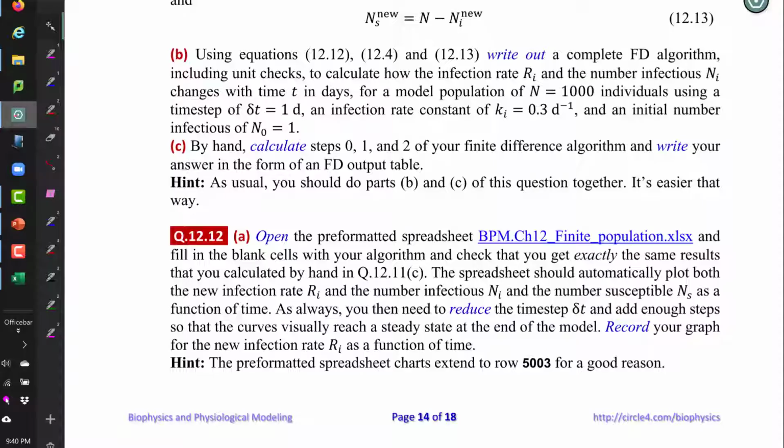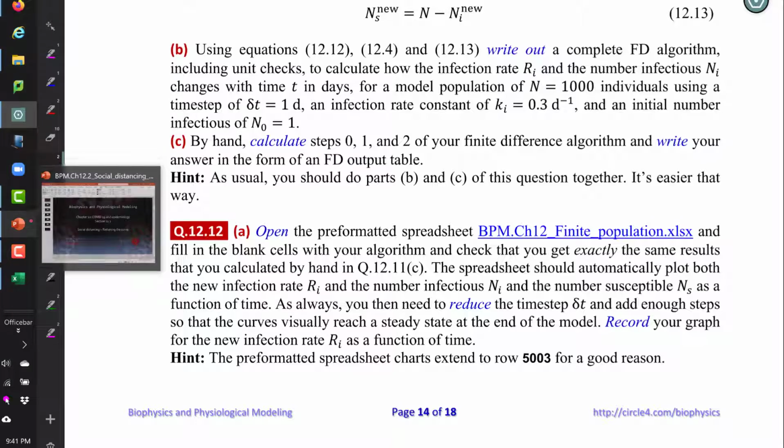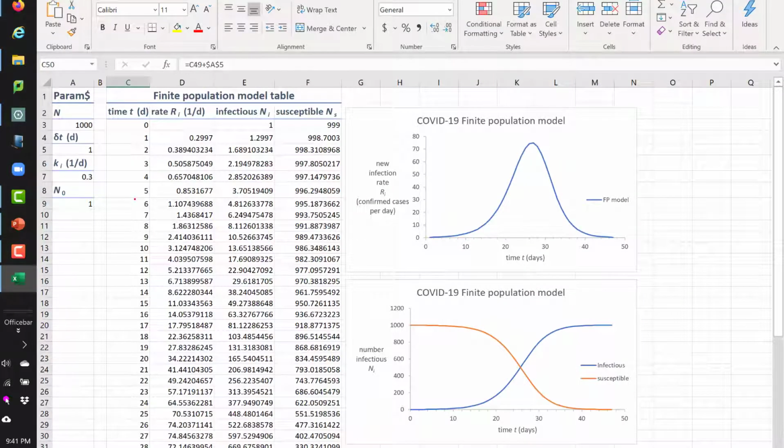But we need to talk about one more thing. It says, as always, you need to reduce the time step and add enough steps so that the curves visually reach steady state. So the reducing of the time step, again, because this is a stiff equation just like the one we did in the previous video, what we need to do is, where are we? Excel, there it goes. We need to check this.